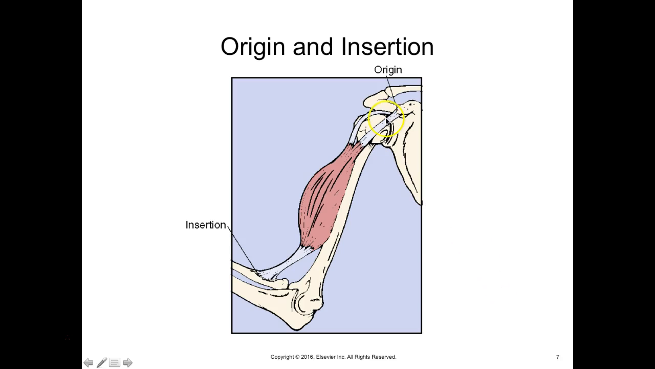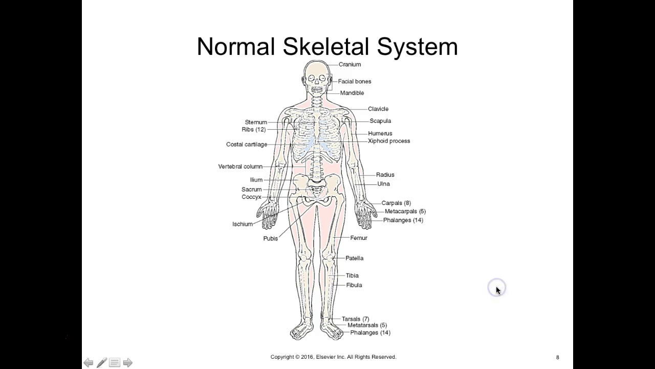All right, and this is showing you origin and insertion. So origin, this is the stationary bone. Insertion, this is the bone that will be moved by contraction of the muscle, and this would be the bicep. Normal skeletal system, we have 206 bones in our body. When we talk about the muscles, we have 600 to 700 muscles in the body.